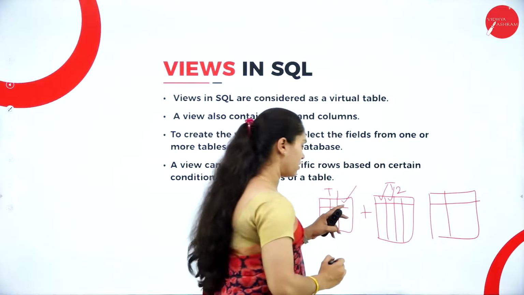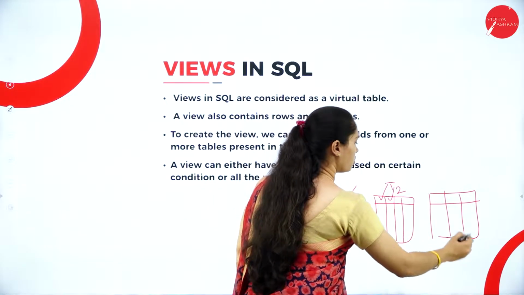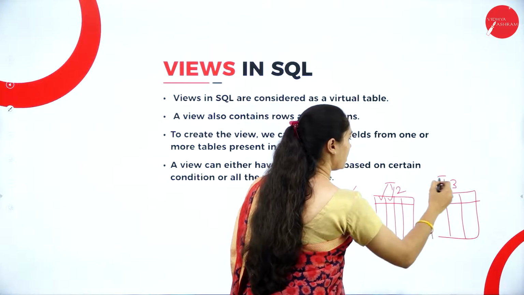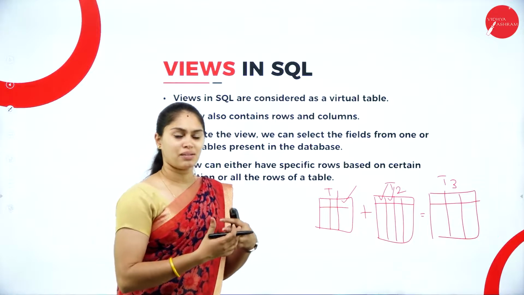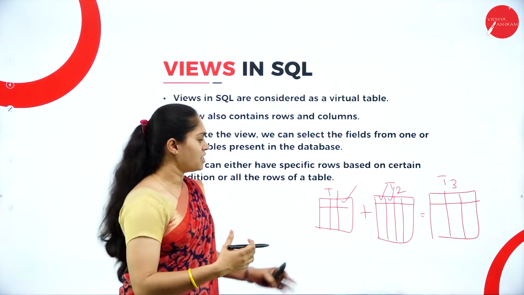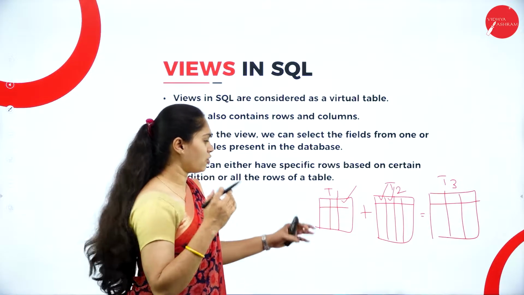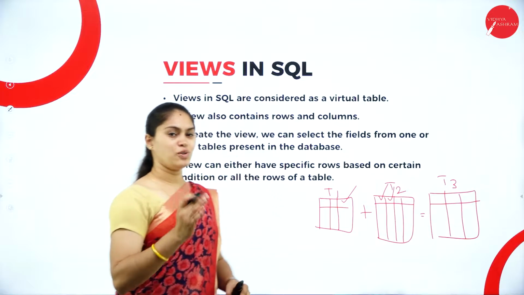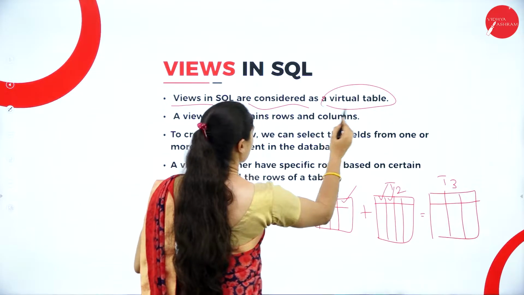So from table 1, I have selected one column. From table 2, I have chosen two columns. So table 3 consists of 3 columns. Virtuality means we are not having a physical data or a physical table here. Instead of that, we are having a virtual table. That virtual table is nothing but a view in SQL. So views in SQL are considered as virtual tables.